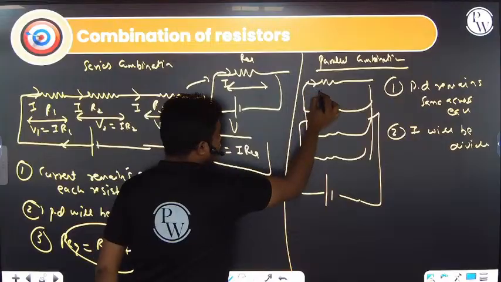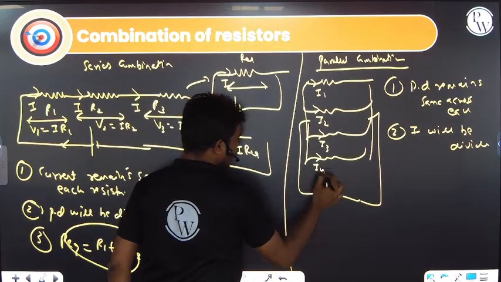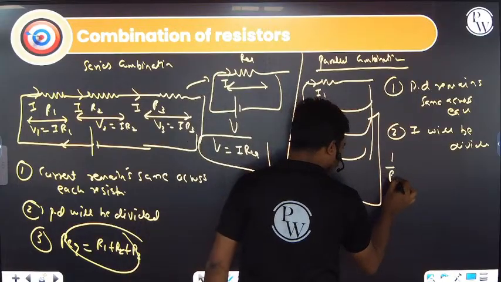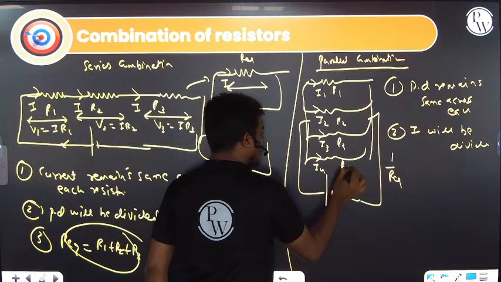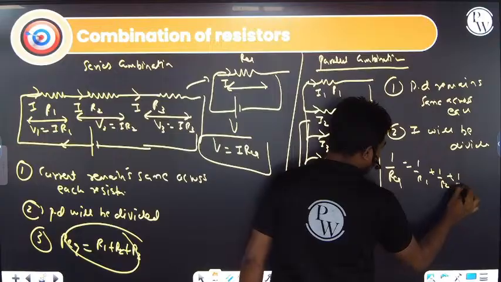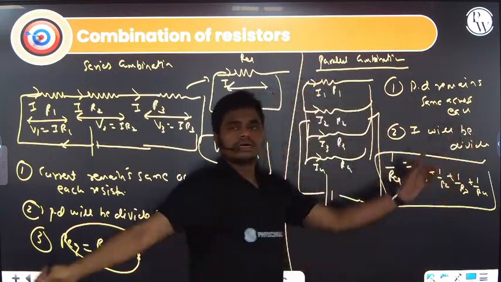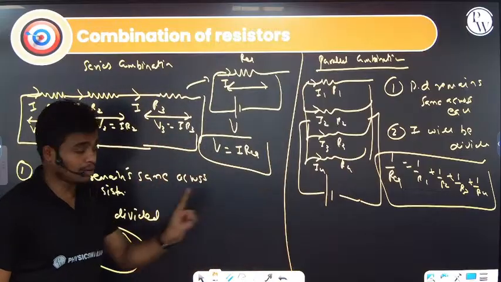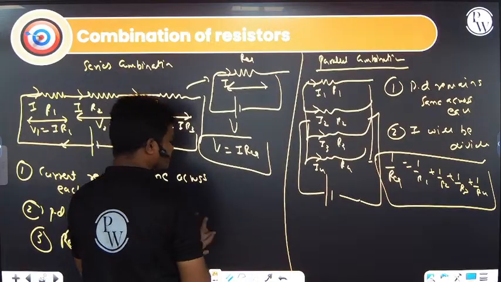Again, it depends on the value of the resistance. I1, I2, this side I3 and this side I4. And what is R equivalent? 1 by R equivalent we can write here. This will be R1, R2, R3, R4. So 1 by R1 plus 1 by R2 plus 1 by R3 plus 1 by R4. So this is the R equivalent when they are connected in parallel combination. Remember this line.